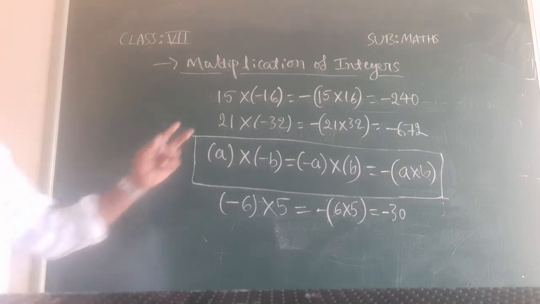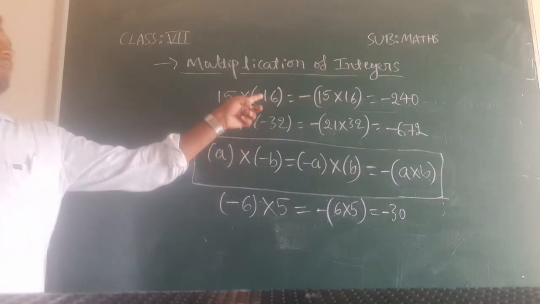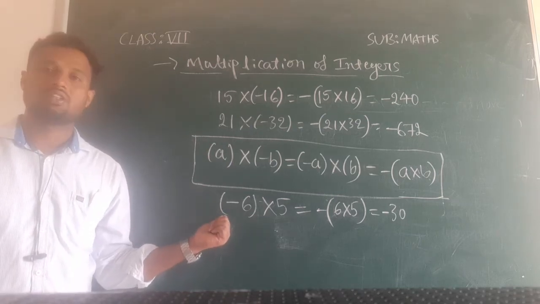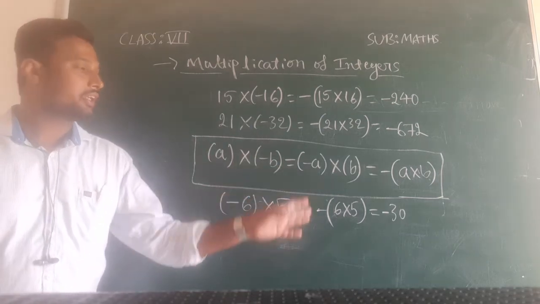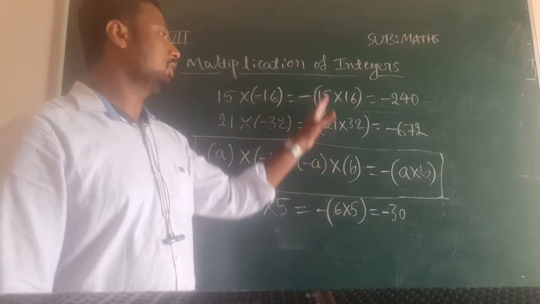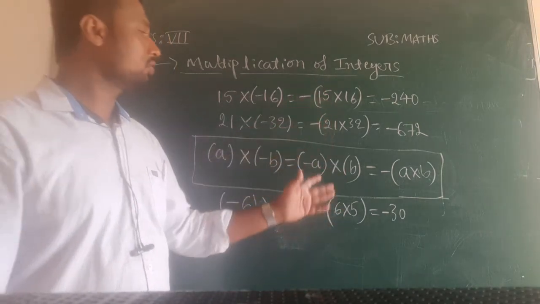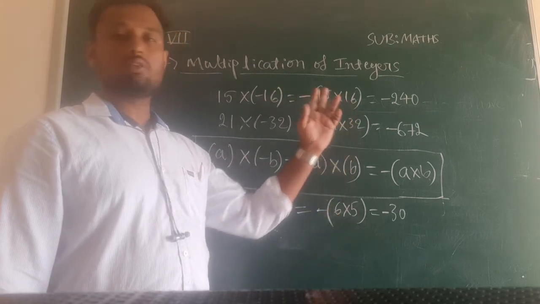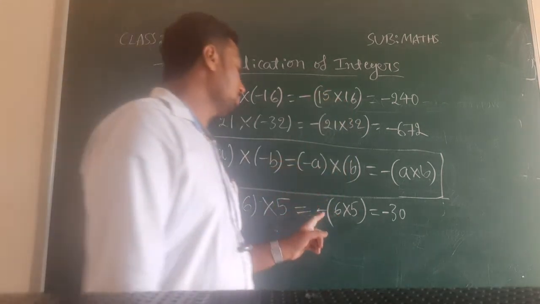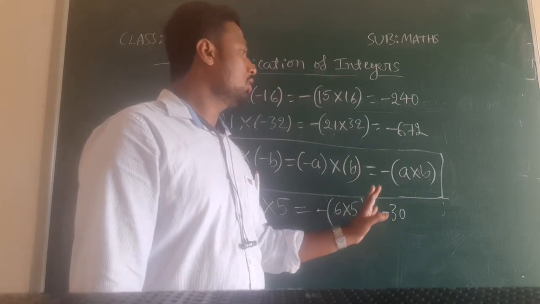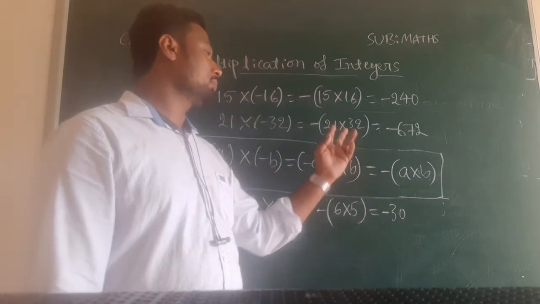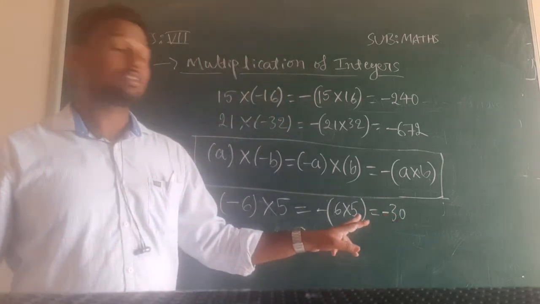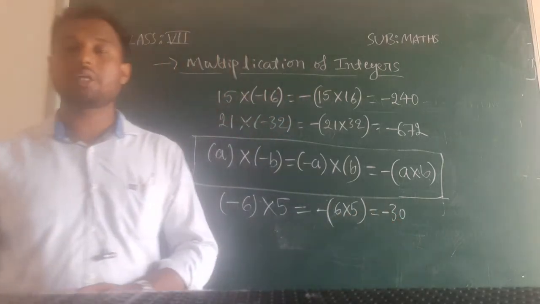So you can see in these two examples the b value is minus, and in this example the a value is minus. But in the same manner, first we multiply the two numbers, and outside the bracket we consider minus. So for the final result, just multiply the numbers and write the answer, and in front of the number, just put the minus sign.